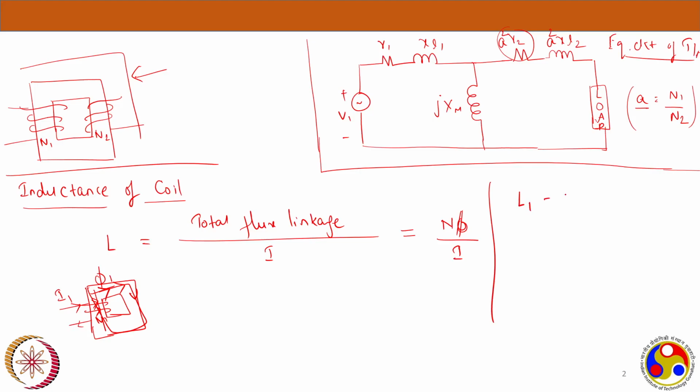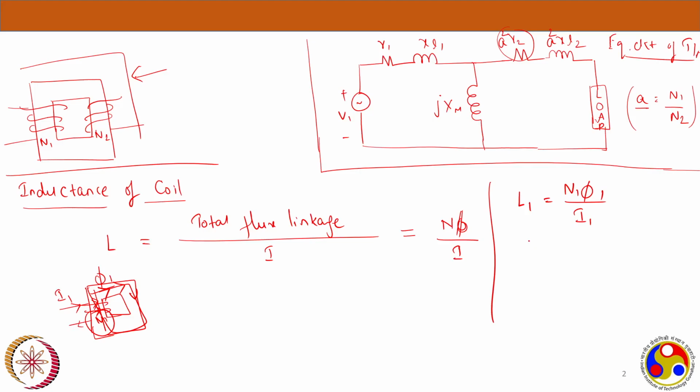L1 is equal to N1, the number of turns in the primary, and phi. What is the phi? Phi 1, that is linking due to the current passing through the primary, that is I1. L1 is equal to N1 phi 1 by I1.